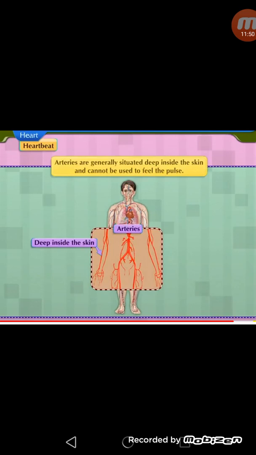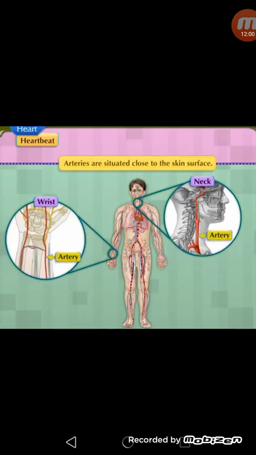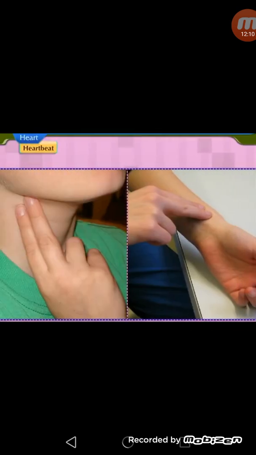Now how do we detect the pulse rate or heartbeat? Generally we know arteries are deep seated and veins are present on the upper side, but there are certain places where arteries are not deep, they are close to the skin surface, and these places are the wrist and neck. If we put our fingers at this portion of the neck or on the wrist, we can detect the heartbeat or pulse rate. So in this way we can count the number of pulses or heartbeats, that is 72 times per minute.